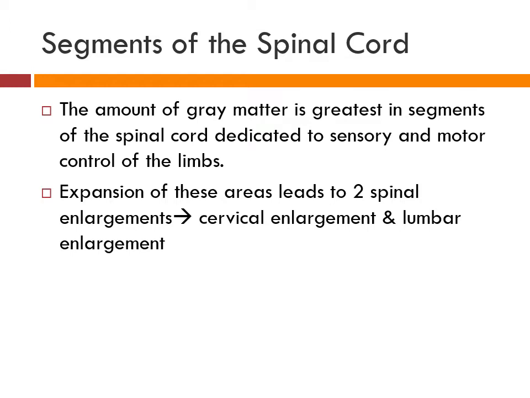The amount of gray matter is greatest in the segments of the spinal cord that are dedicated to sensory and motor control of the limbs. The gray matter is our neuron cell bodies, and so where we need more information to be processed and transmitted, we're going to have additional gray matter. So we have expansions in those areas called the cervical enlargement and the lumbar enlargement.